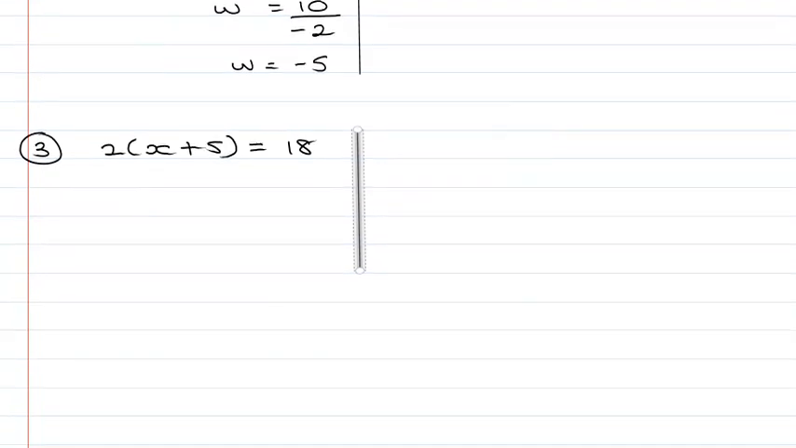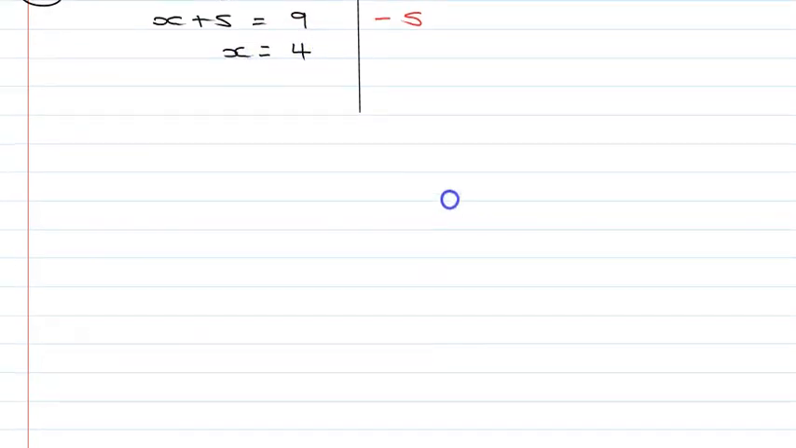Okay, let's look at a third example. This one involves brackets. However, the 2 on the outside is multiplying by that bracket. So when I undo that, I'm going to divide by 2. So dividing by 2 gives me x plus 5 on the left, and 18 divided by 2 is 9. The second thing I'm going to do to isolate the x is to subtract 5 from both sides. That leaves me with x equals 9 take away 5, which is 4.